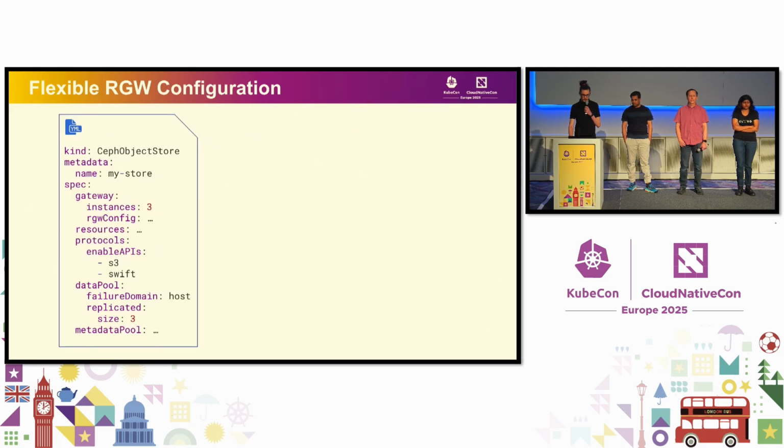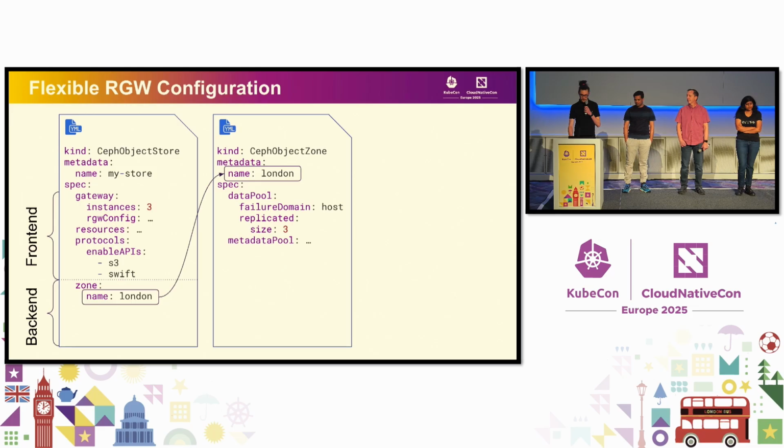Here you can see the object store custom resource with a long list of parameters, which can be divided into two groups. The first one is the front-end configuration. It configures the deployment, like the desired number of replicas, resources, enabled protocols, also certificates, domains, and so on. The second group is the backend config, telling where and how to store data in Ceph.